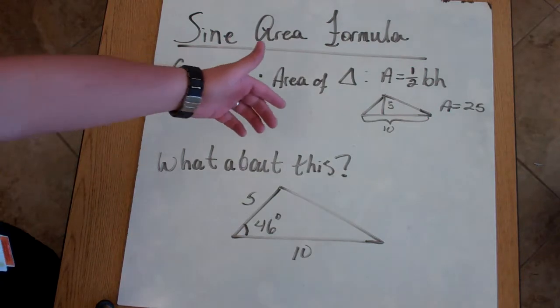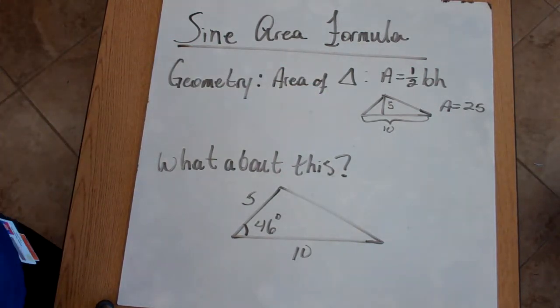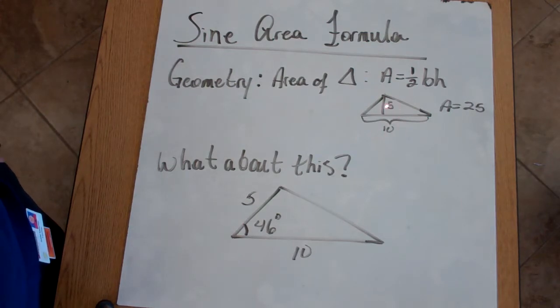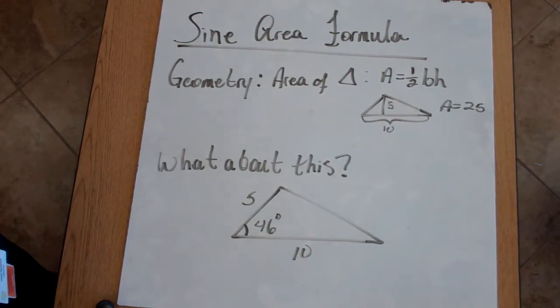Here we have a triangle with a height of 5 and a base of 10. From geometry, you just take 1/2 the base, which is 10, times the height, which is 5. So that would be 10 times 5, which is 50, times 1/2 is 25. So we know the area of this triangle is 25.